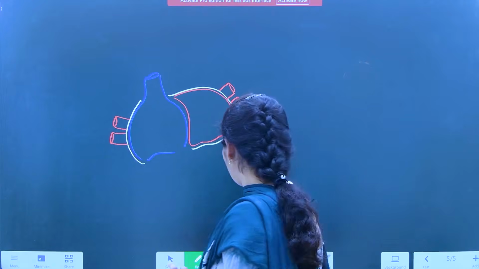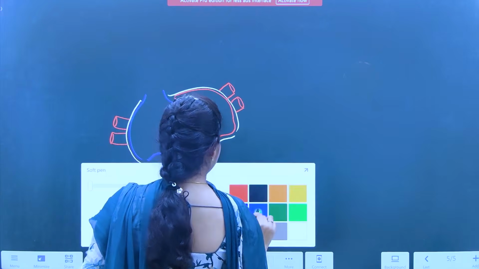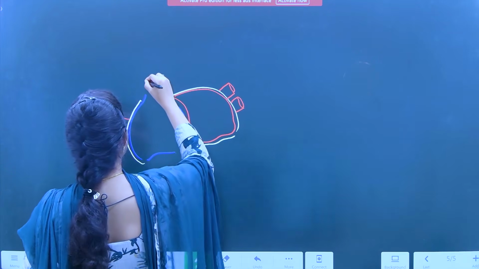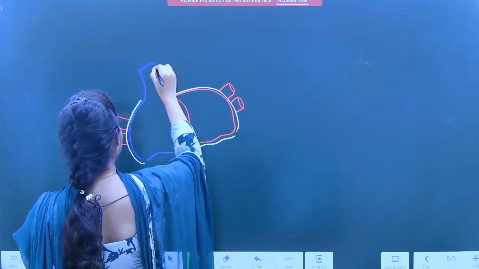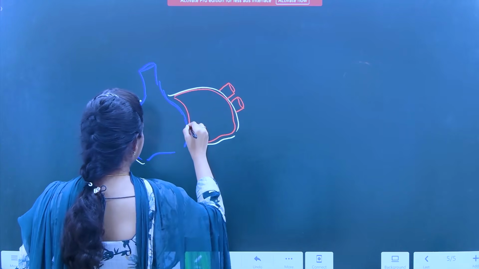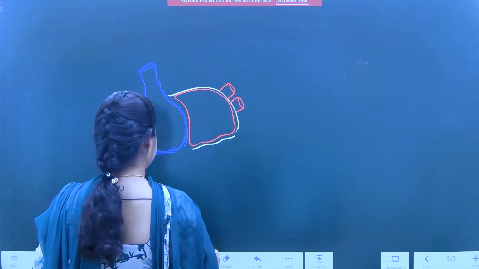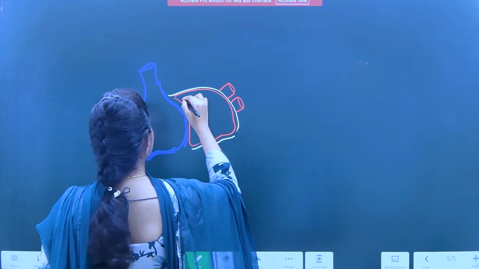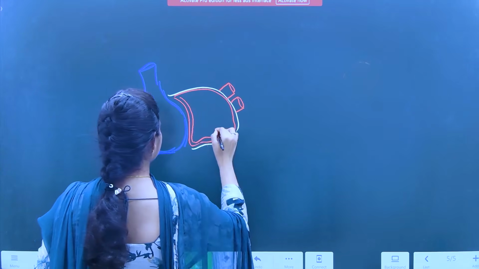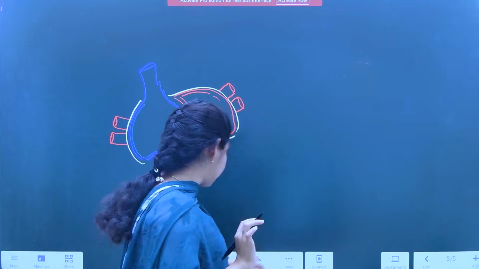Okay. So I have separated the atria. I hope you can understand this diagram. The problem with me is I don't like it if I myself don't get satisfied sometimes. I am drawing only the atria.